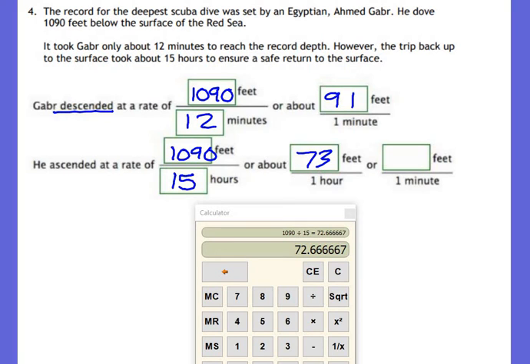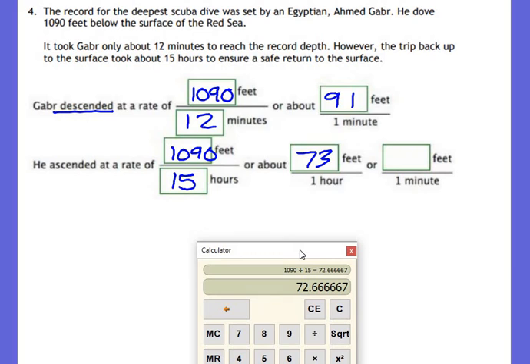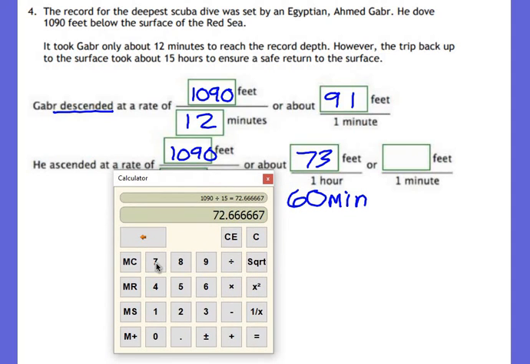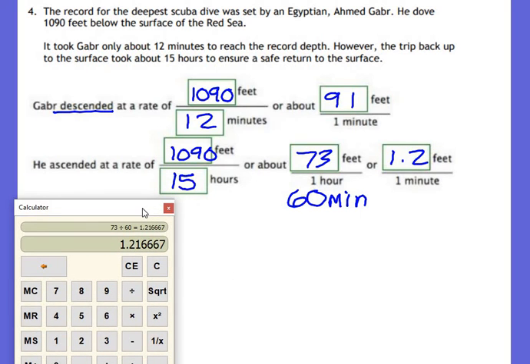So let's change this to minutes. How many minutes is in an hour? 60 minutes. So I'm going to do 73 divided by 60. We'll round to the nearest tenth place. That's 1 decimal. So his ascending rate was 1.2 feet per minute.